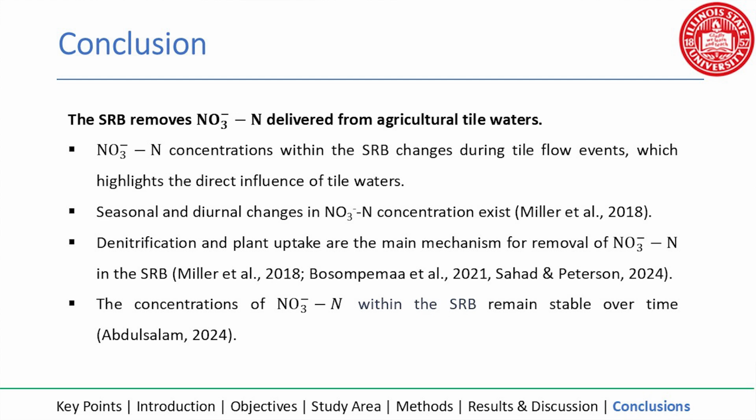We see both a seasonal and diurnal change. So during the seasons when the tile's not running, the concentrations go back down to what they were before the tile started. When the tile is running, we see some diurnal changes associated with plant activity. This all gets us to the point where we believe we see denitrification and plant uptake as the mechanisms for the removal of the nitrate. And then over time, we don't see a buildup. And so we're feeling pretty good about our system.